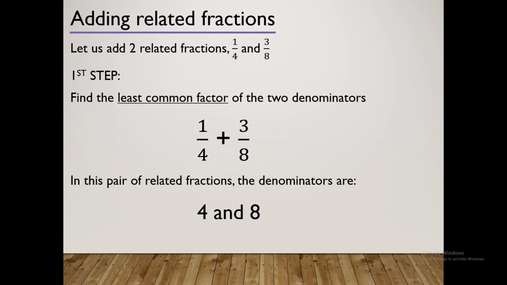But how do we add related fractions? When adding related fractions, there are certain steps that we need to follow in order to solve the equation. First, let us try to add our example, which is 1 over 4 and 3 over 8. The first step in adding related fractions is to find the least common multiple of the two denominators. In this pair of fractions, the denominators are 4 and 8. So we must find the least common multiple of these two numbers.